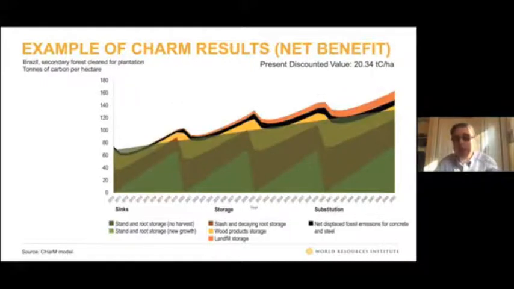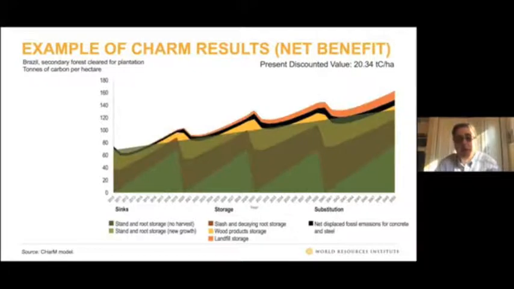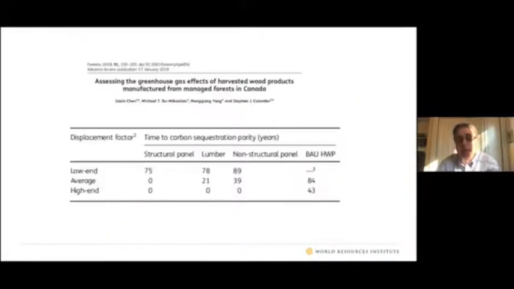Now that was an example where there's a net cost. Here's an example where you take a secondary forest, convert it to a high-yielding plantation, and then use the wood in the same ways, and you get a net gain. So it depends on your scenario from a pure carbon standpoint.